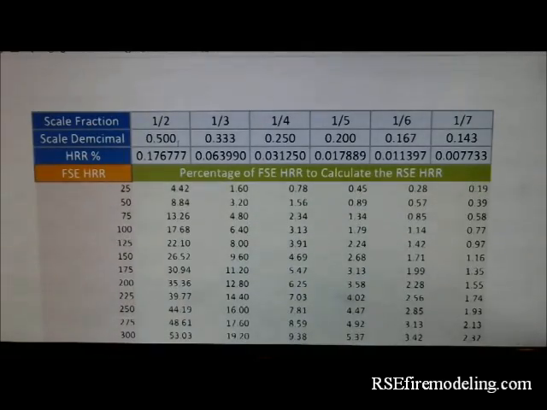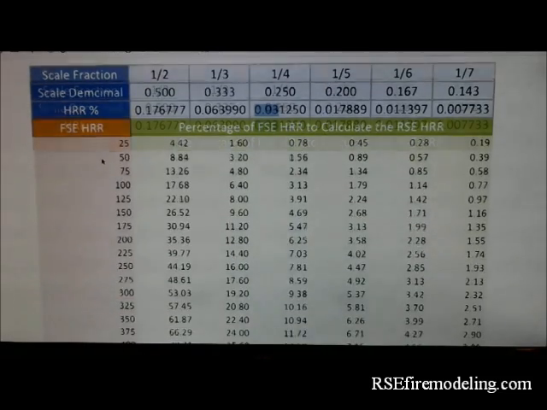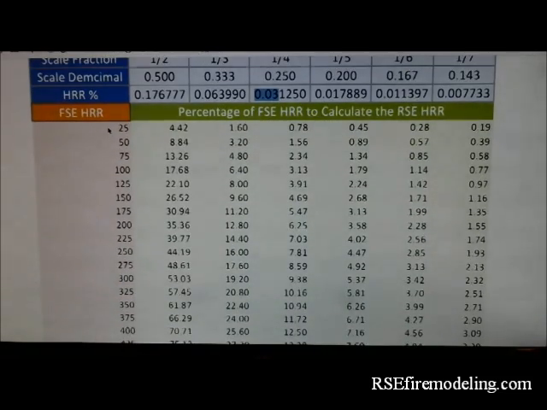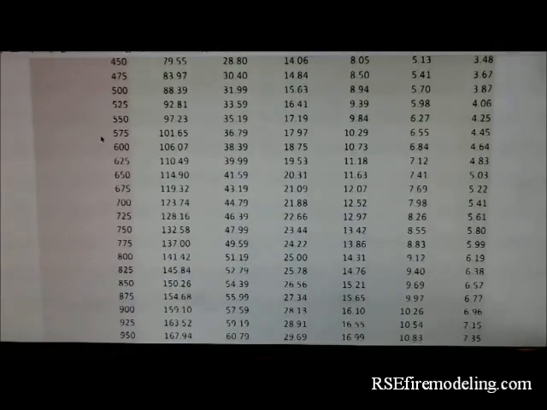The next row has the decimal equivalent for the various scales which are used in the mathematical calculations. And the third row is the percentage of the heat release rate. And if you recall in the mathematical calculation video, we talked about a quarter scale, the heat release rate being approximately 3% of that of the full scale enclosure. And going down the left side, we have the heat release rate in kilowatts for the full scale enclosure.